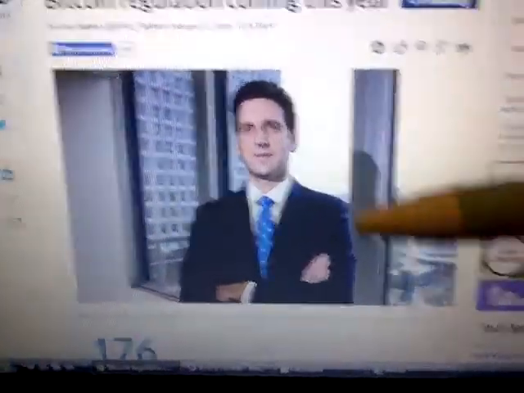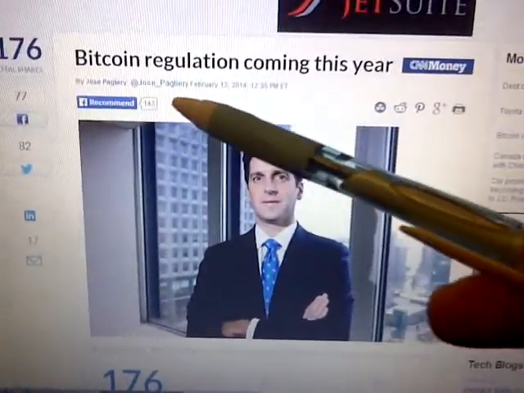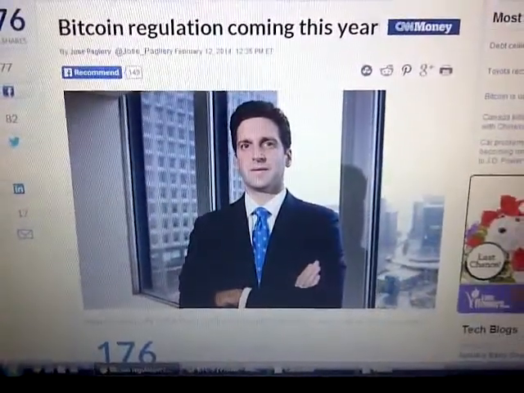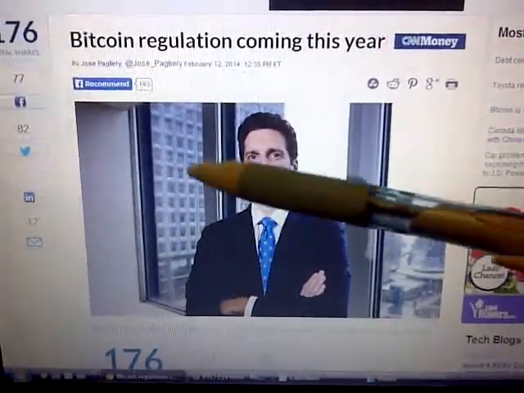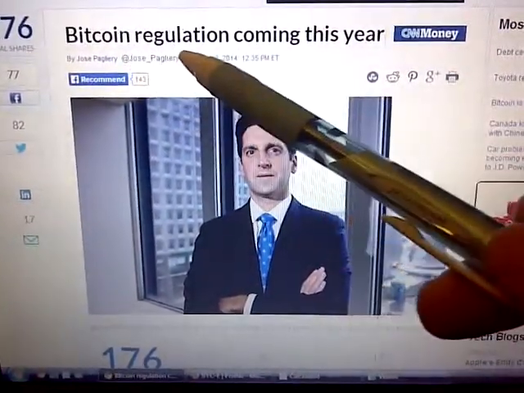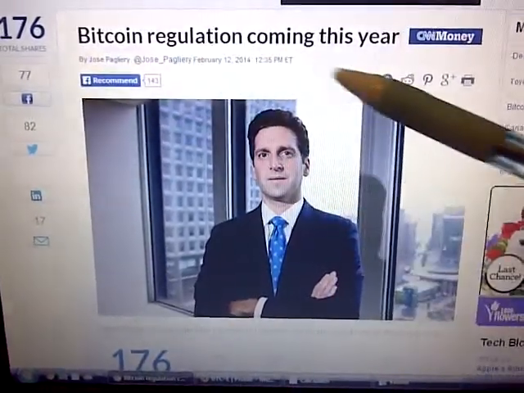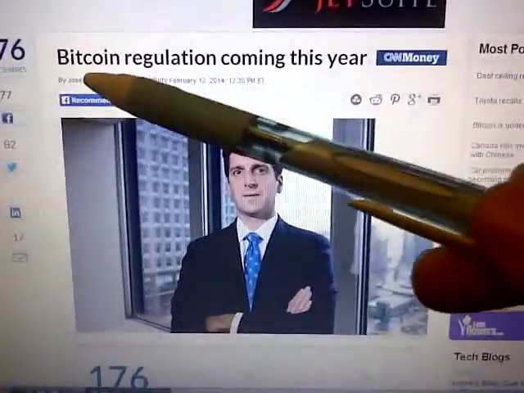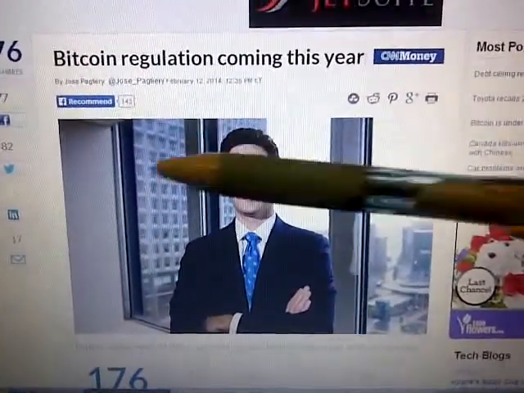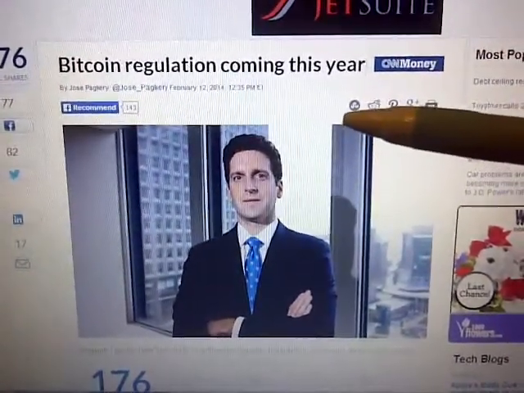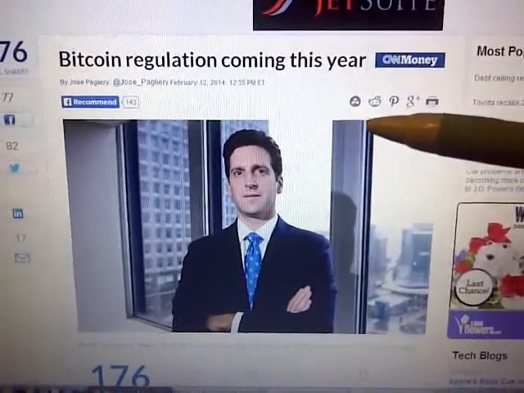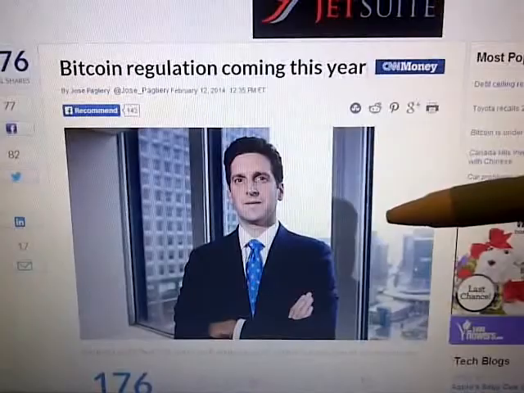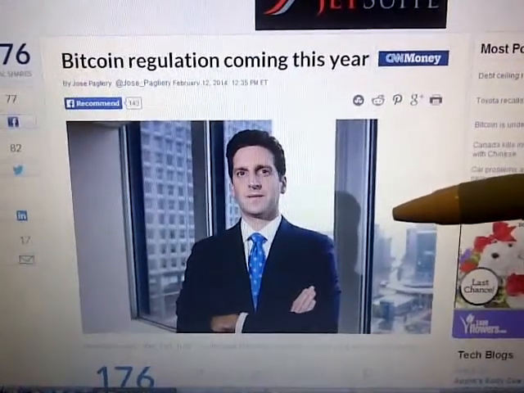But here you go. Here's another headline: Bitcoin regulation coming this year. So they're definitely planning on some sort of regulation. I think the plan is that they're going to regulate, come out with some guidance, maybe some new regulation specifically for virtual currencies. And once you see that, you're going to probably see Bitcoin exchanges in America, which would be awesome because then we wouldn't have to worry about Mt.